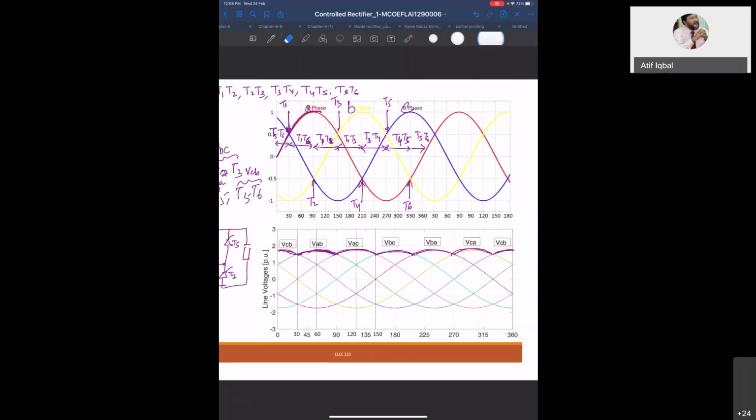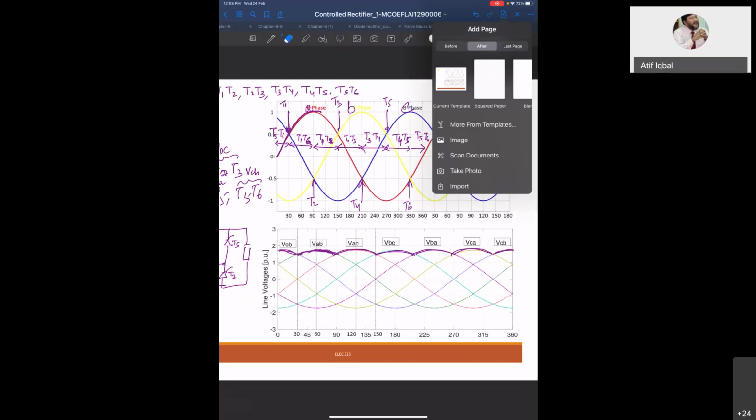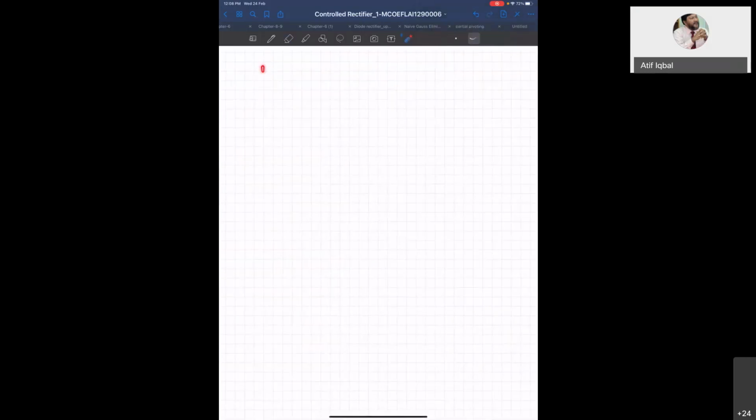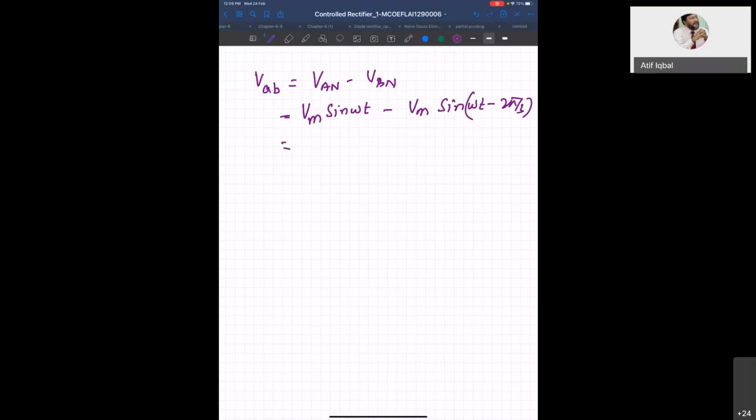You can calculate VAB, VBC, VCA. How do you calculate? VAB is VAN minus VBN. And what is this? Vm sine omega t minus Vm sine omega t minus 2 pi by 3. You can calculate this analytically, or if we draw the phasor, this is just to refresh your three phase.